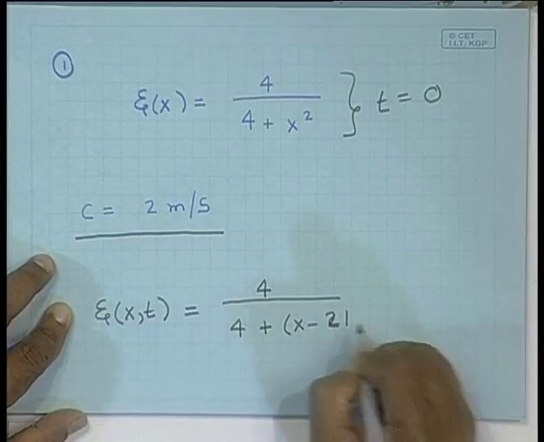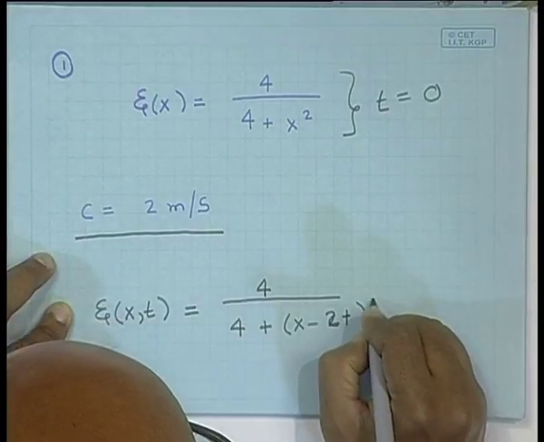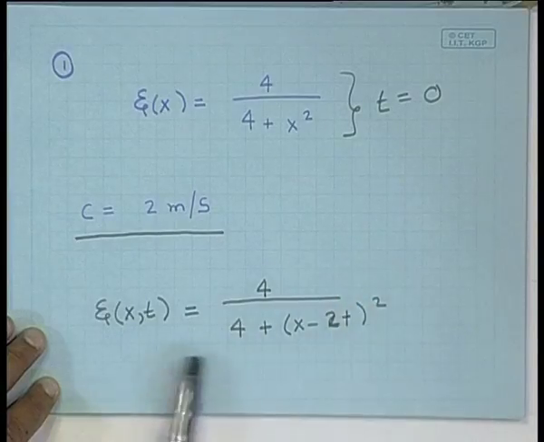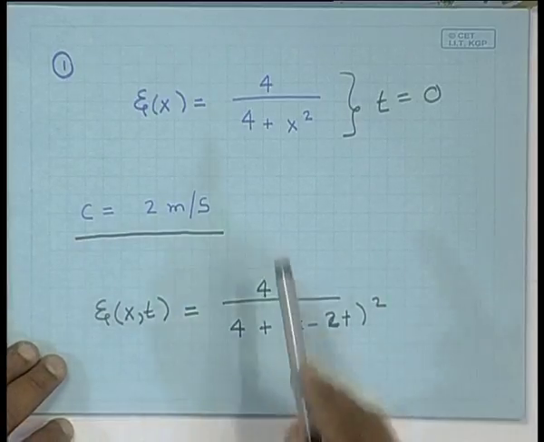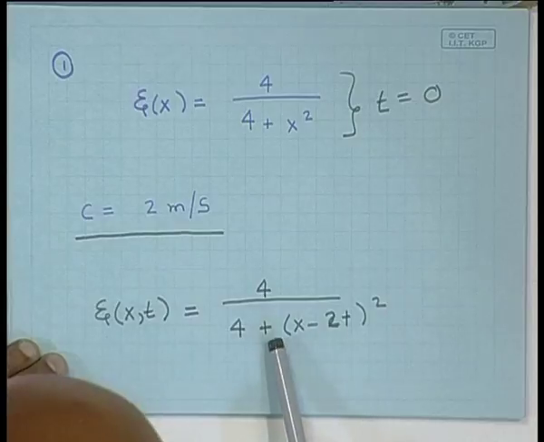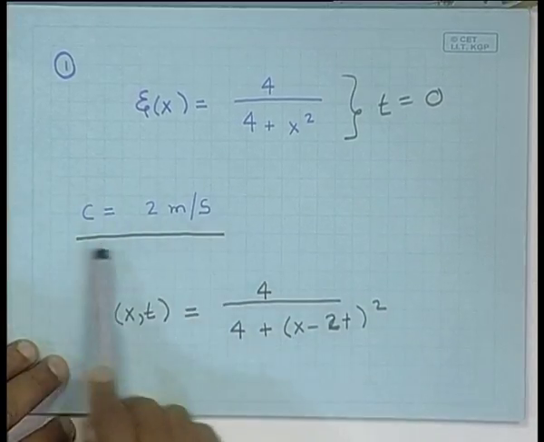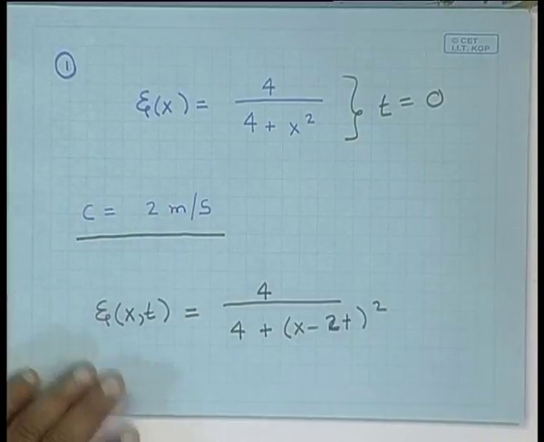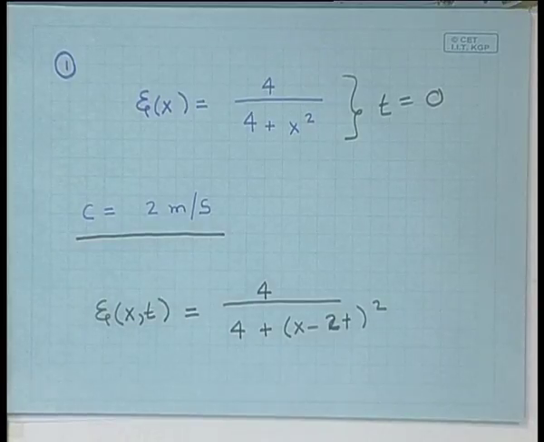This will be 2 t square. So, this is the full time dependence of the displacement if it is a right propagating wave. Right propagating wave means that you have to replace x by x minus ct, and c, the speed of sound, the speed of elastic whatever it be, the phase velocity now has a value 2 meters per second. So, once you replace that, you have the right propagating wave.